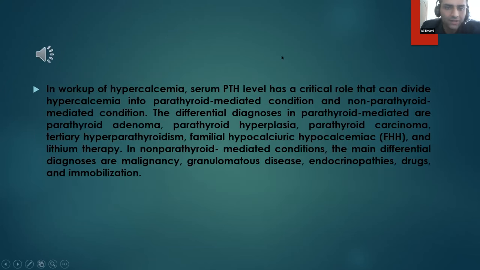In the workup of hypercalcemia, the PTH level has a critical role that can divide hypercalcemia into parathyroid-mediated and non-parathyroid-mediated conditions. The different diagnoses in parathyroid-mediated hypercalcemia are parathyroid adenoma or parathyroid hyperplasia or, in rare cases, parathyroid carcinoma. The other causes of hypercalcemia are tertiary hyperparathyroidism, familial hypocalciuric hypercalcemia, or FHH, and lithium therapy.